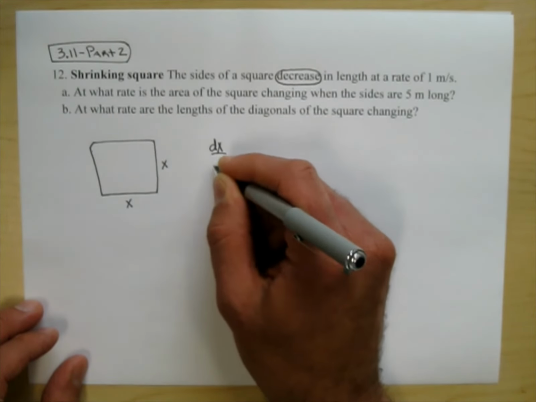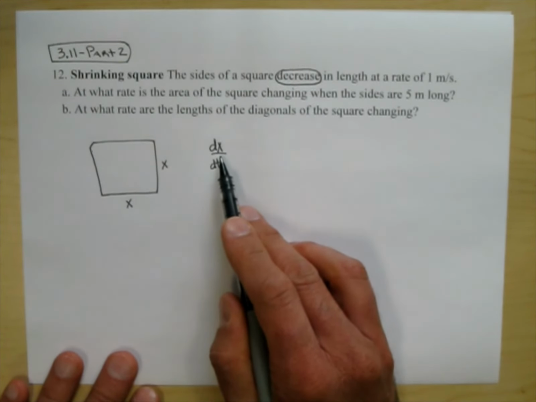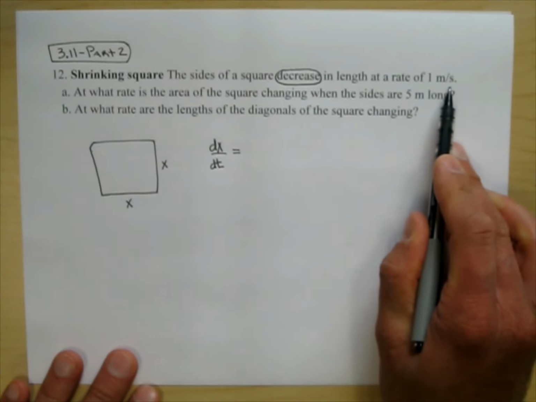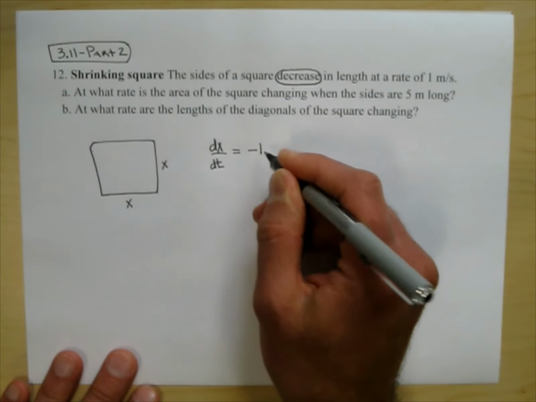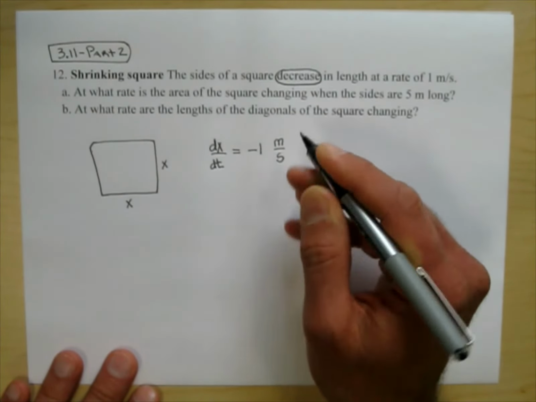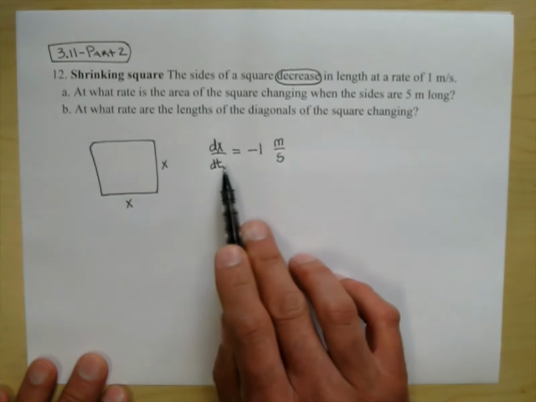dx/dt, that's the rate of change for the sides, happens to be 1. Except it's decreasing, so we're going to say -1 meters per second. Okay, so meters per second.